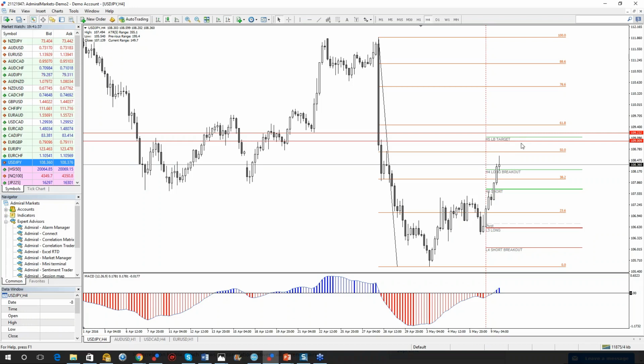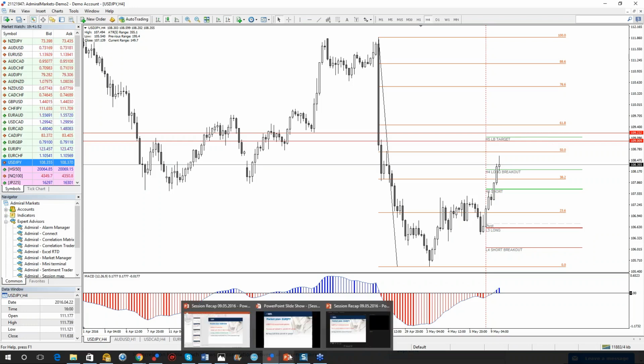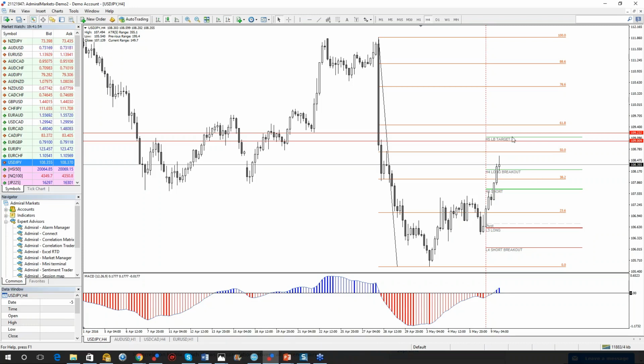Okay, here, this one. So be careful, definitely be careful. You don't want to be caught in a trade that goes nowhere, so be careful. Watch for this for a sell zone.